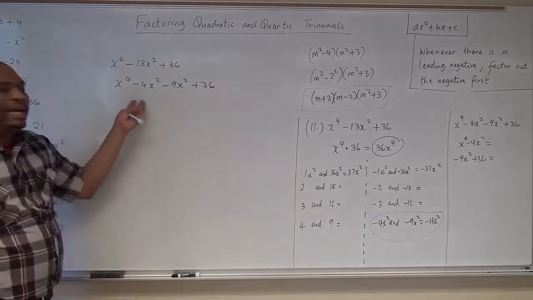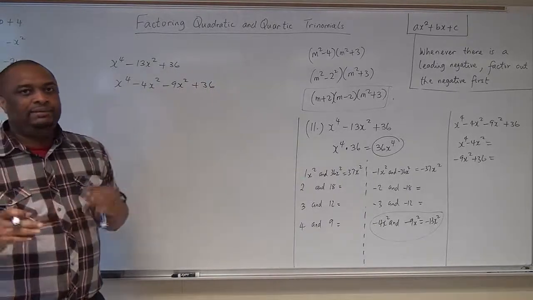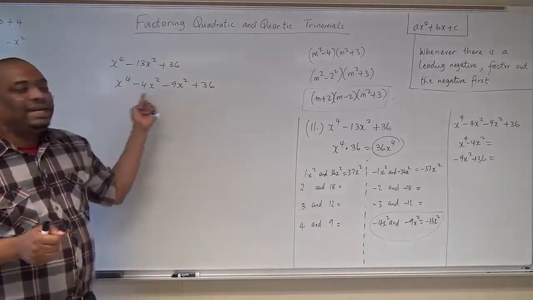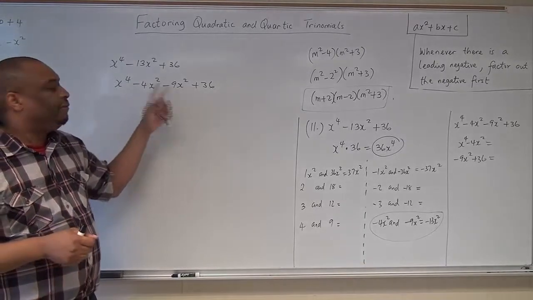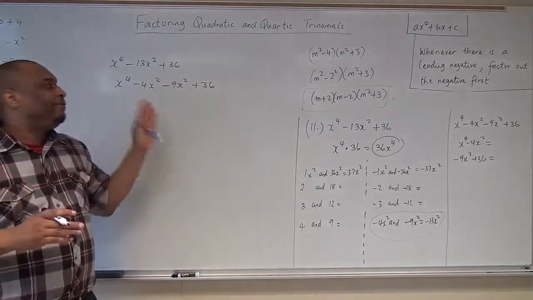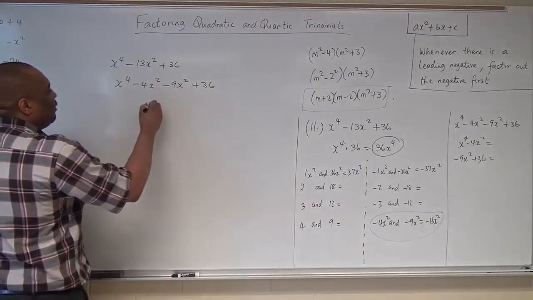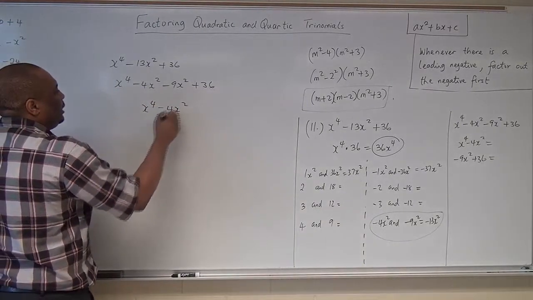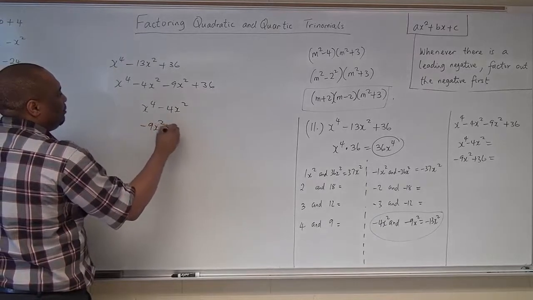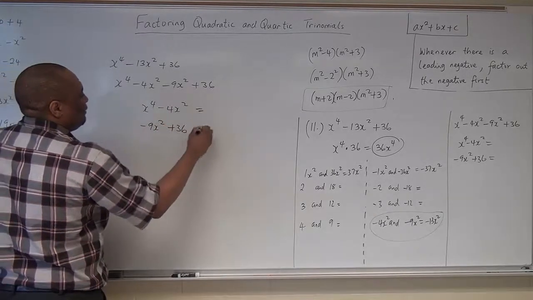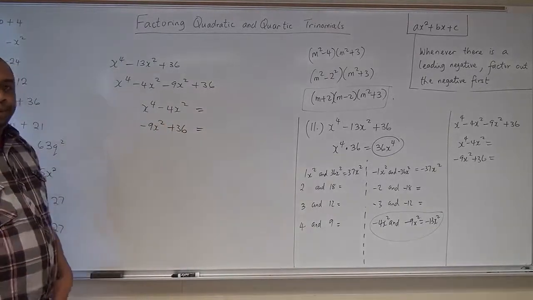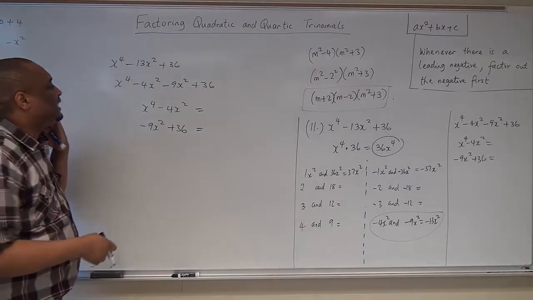In this case, we cannot prevent the leading negative, because both factors are negatives anyway: negative 4, negative 9. So we cannot prevent the issue of leading negatives. So this is x to the 4th minus 4x squared, then minus 9x squared plus 36. I am using the vertical method to factor by grouping. Then I factor by GCF.